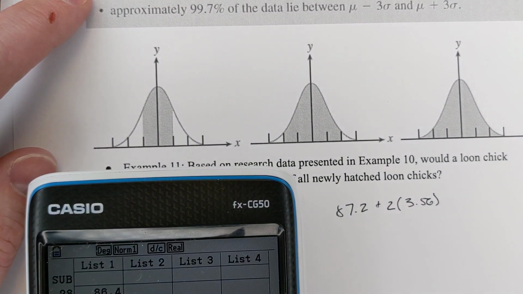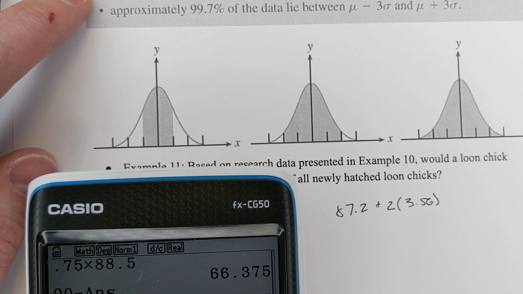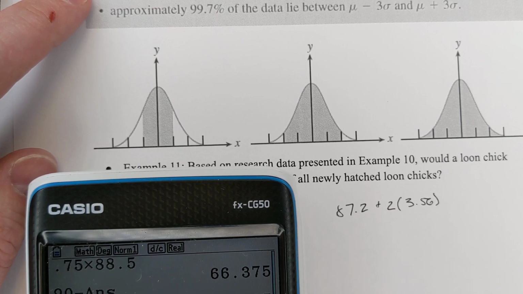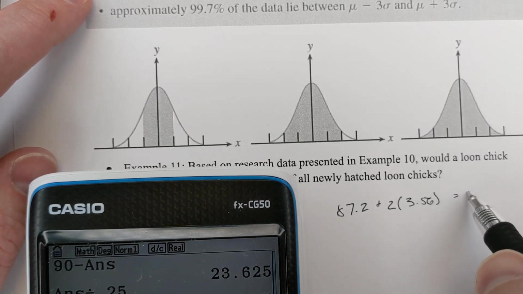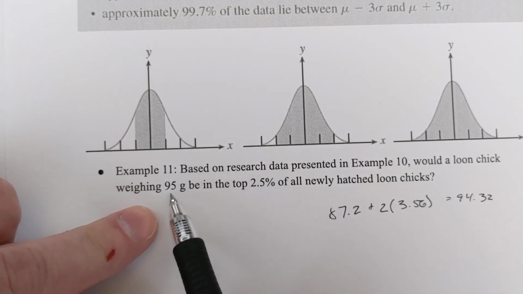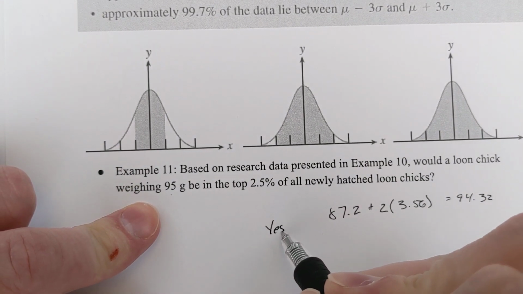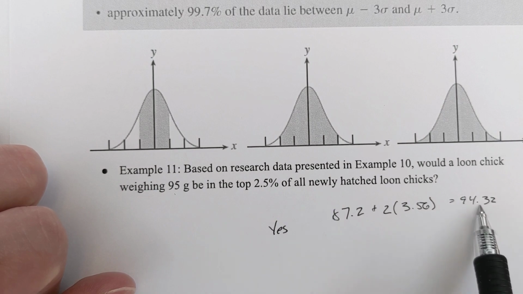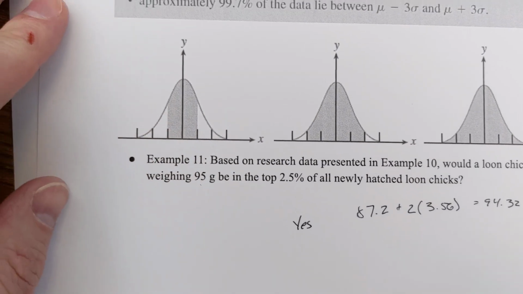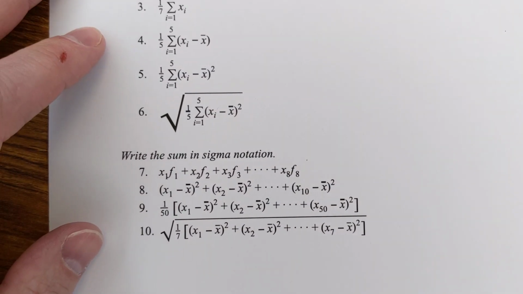So 87.2 plus 2 times 3.56. So this would be 94.32. So 95 is more than that, so yes, it would be. Because that'd be the cutoff. Anything below that would be inside the 95%. So we want it to be more than that number. And that is the end of the section.